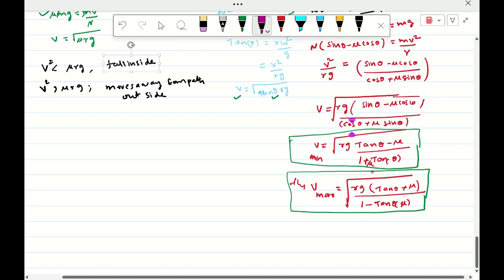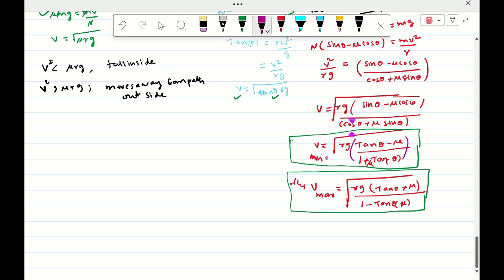So V minimum means the denominator is 1 plus mu tan theta, in the fraction with rg. The denominator is more, which means the fraction will become less. Therefore, V minimum is the fraction of tan theta minus mu by 1 plus mu tan theta. To get the minimum value, 1 plus mu tan theta is the denominator, and it became maximum.